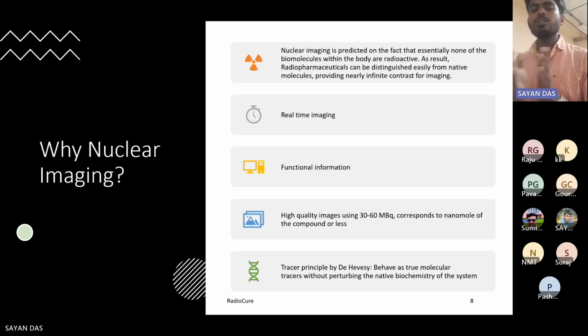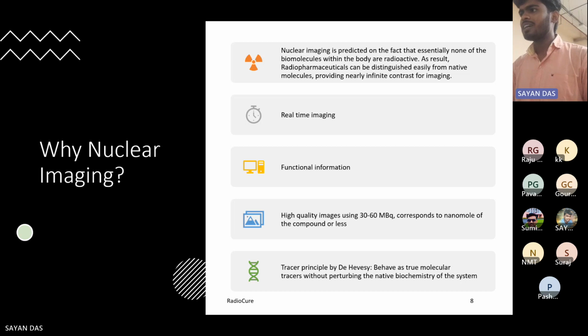So this is called the tracer principle, and this was proposed by Professor de Hevesy. What it says is that whatever we are injecting, the radionuclide behaves as a true molecular tracer without perturbing the native biochemistry of the system. So it will do its work, but it will not hamper the biochemistry of that particular system. So this is how beautiful this imaging procedure is.